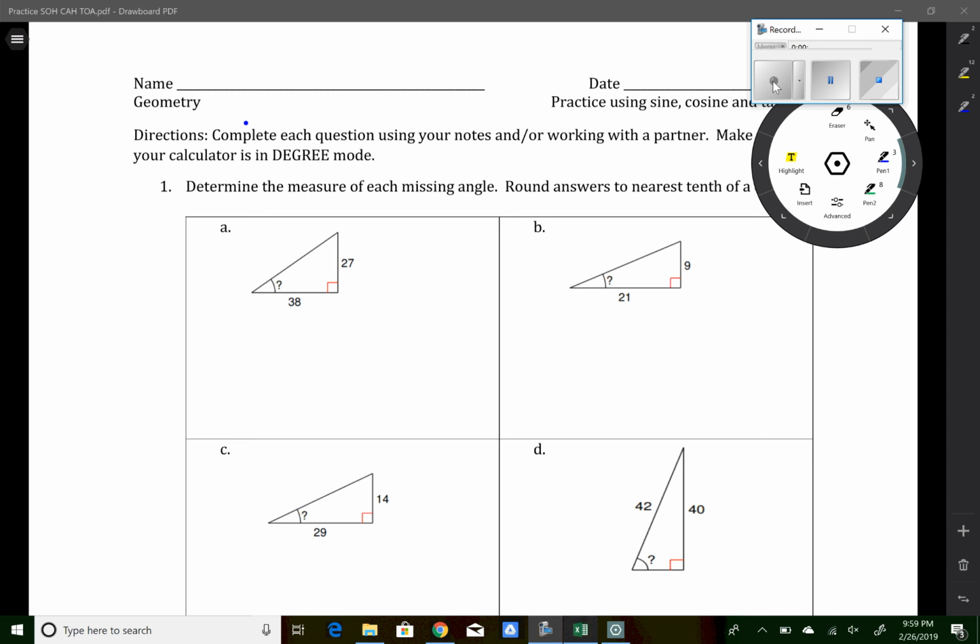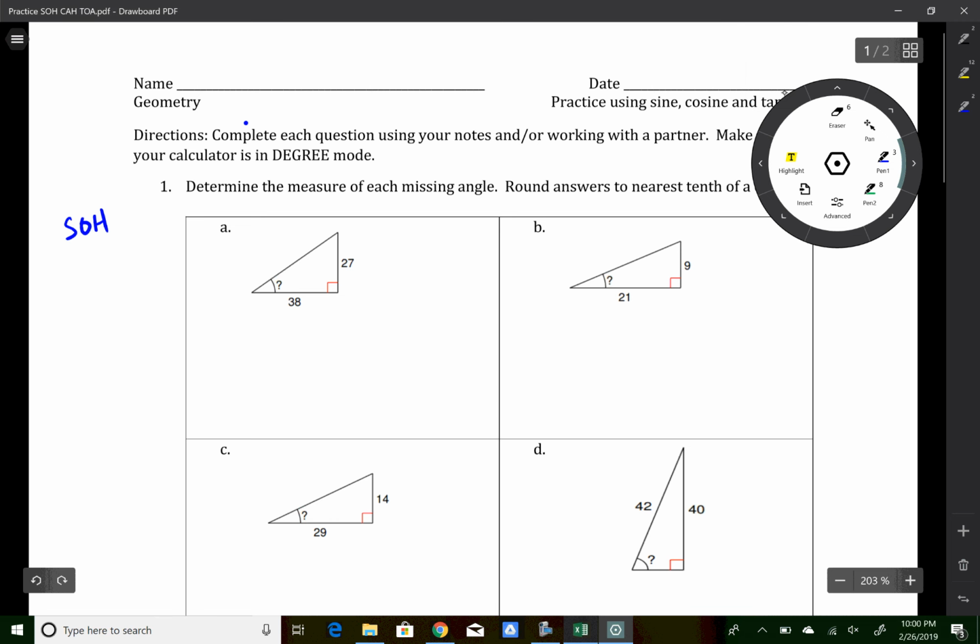Alright everybody, welcome to the video here for practice using sine, cosine, and tangent to find missing sides and missing angles. So the first 6 questions are us finding missing angles. Whenever we're doing any of these problems, we have to remember the ratios of sine, cosine, and tangent. And the way to remember that is using SOH CAH TOA.